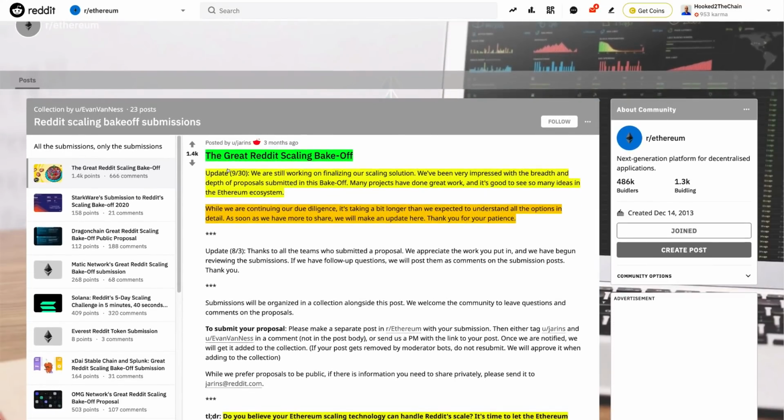Well, according to this update from just a few days ago, we are still working on finalizing our scaling solution. We've been very impressed with the breadth and depth of proposals submitted in this bake-off. Many projects have done great work, and it's good to see so many ideas in the Ethereum ecosystem. Now, I certainly sympathize with this next part. While we are continuing our due diligence, it's taking a bit longer than we expected to understand all the options in detail. As soon as we have more to share, we will make an update here.